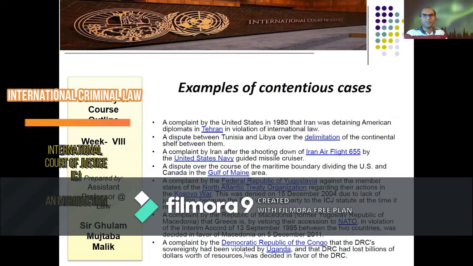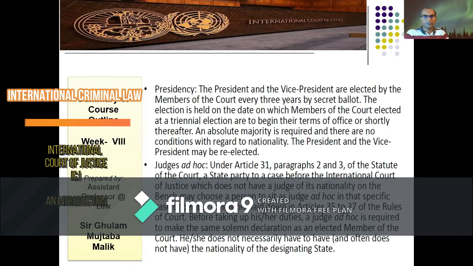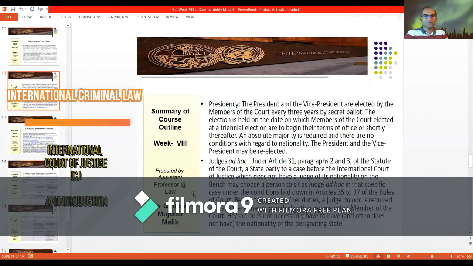And further, students, what are the duties of the ICJ? Like its predecessor, the PCIJ, it has two roles. The first is to decide disputes between states, and these are known as contentious cases.